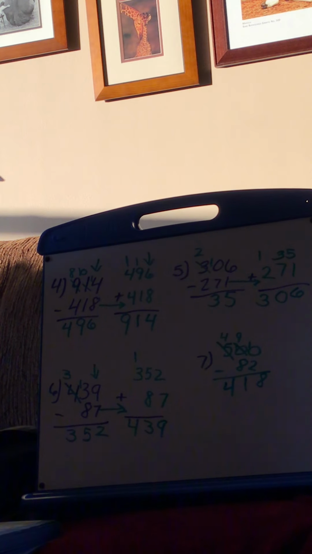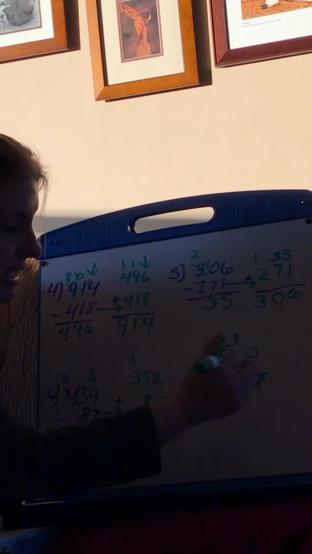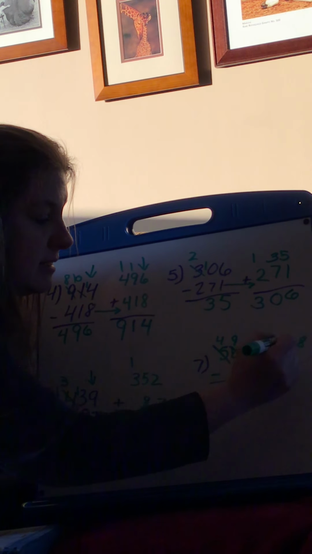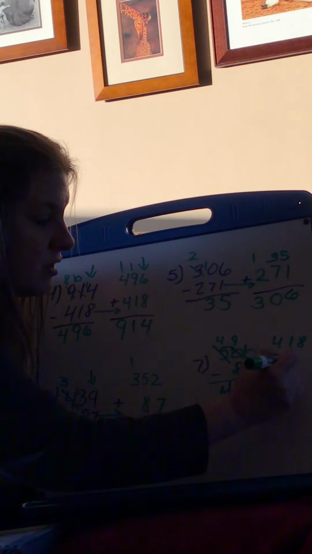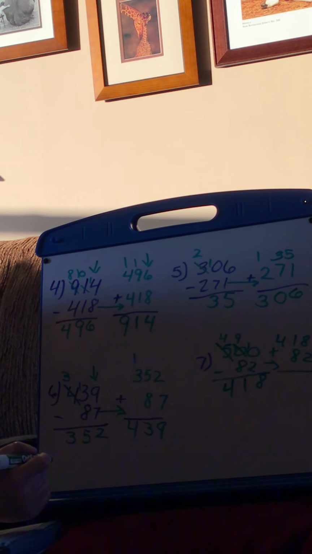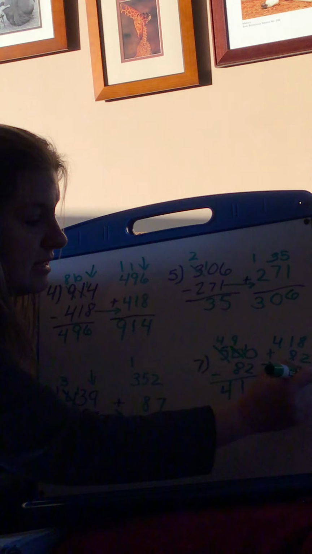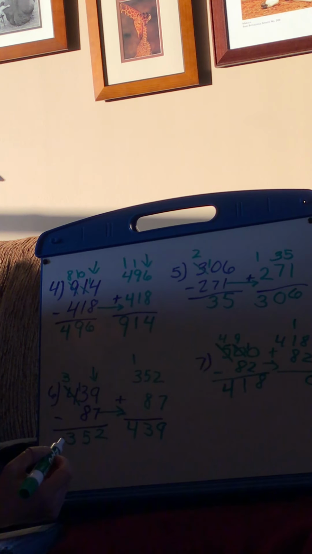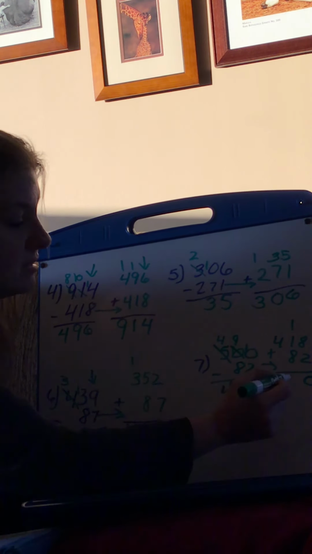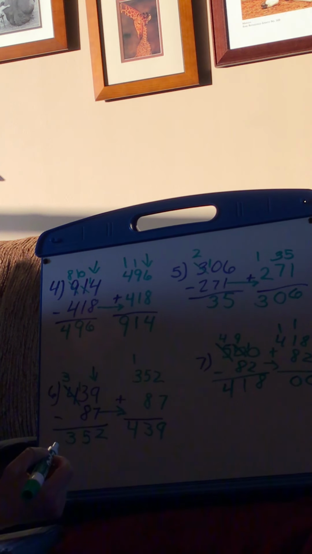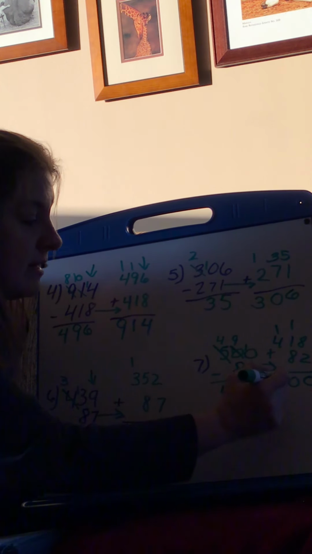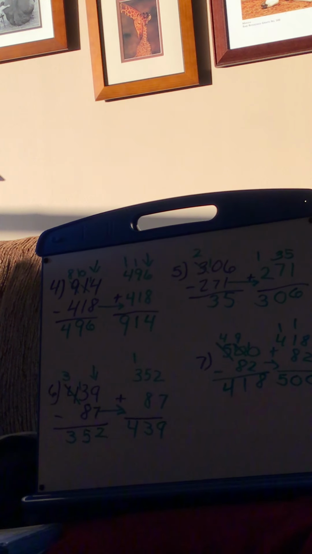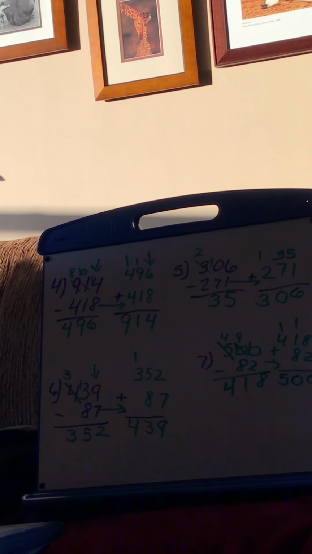Now that's what I think my answer is, but it says that we have to check to see if we got it right. So I'm going to take my answer, 418, plus, I'm going to move 82 over, and I'll see if I got my answer right. 8 plus 2 is 10. I carry the 1. 1 plus 1 is 2. 2 plus 8 is also 10. I carry my 1. 1 plus 4 is 5, and they match up. So my answer is actually 418 tickets were sold.